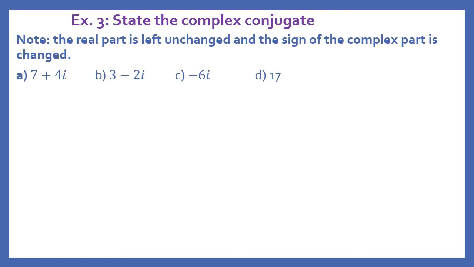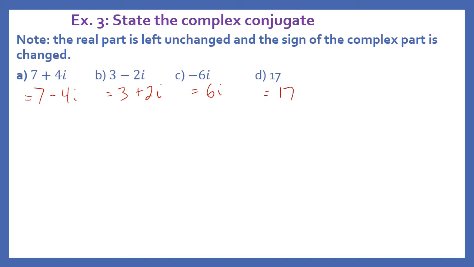This next example is just skill building. State the complex conjugate. Conjugate just means opposite, essentially. When you do this, the real part is left unchanged, and the sign of the imaginary part is changed to the opposite. So the complex conjugate: the real part stays the same, the imaginary part flips signs. So minus 4i. This would be 3 plus 2i. There is no real part to this, it's just going to be positive 6i, and that only has a real part, so just 17.